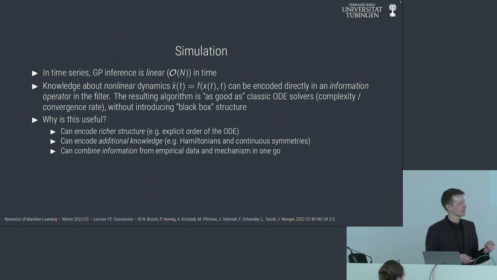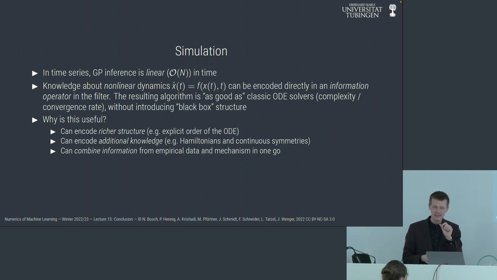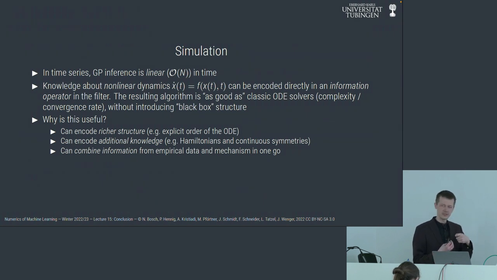It's also a fun and nice aspect that the information operator acts as a kind of interface between the user and the designer of the algorithm. So if you just want to use one of these filtering simulation methods and you want to include information, the only thing you have to provide are these encapsulated bits called information operators. You don't have to write down the filter and the smoother. That can be done by someone who designs the algorithm.